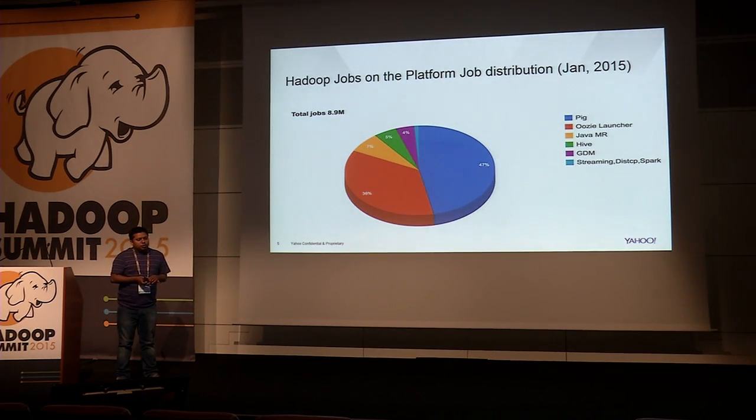If you look at the Hadoop job distribution, you'll see that 47% of the jobs executed at Yahoo are Pig jobs. 36% are Oozie launcher jobs. We have 7% Java MR jobs, 5% are Hive jobs, 4% GDM, and the other 1% falls in streaming, DistCp, Spark.